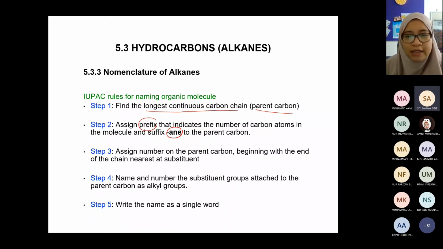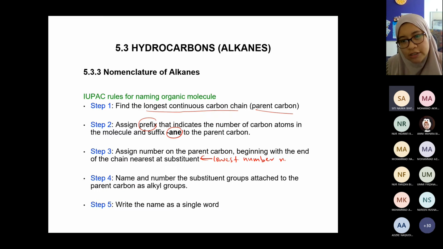I mean, dia akan pakai the lowest number rule guys tu. Bila kita compare nanti you kena try and error dekat situ. If I start from the top to bottom, I will get the substituent at carbon number 6 and 7. If I start from bottom to the top, I will get the substituent at carbon number 3 and carbon number 4. So which one should I choose? You would choose the one that has lowest number for the substituents.